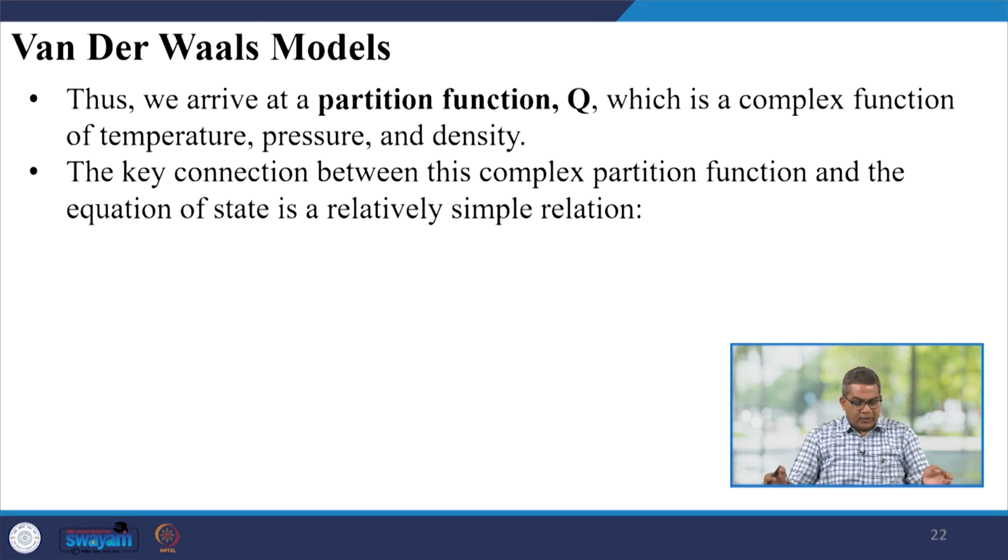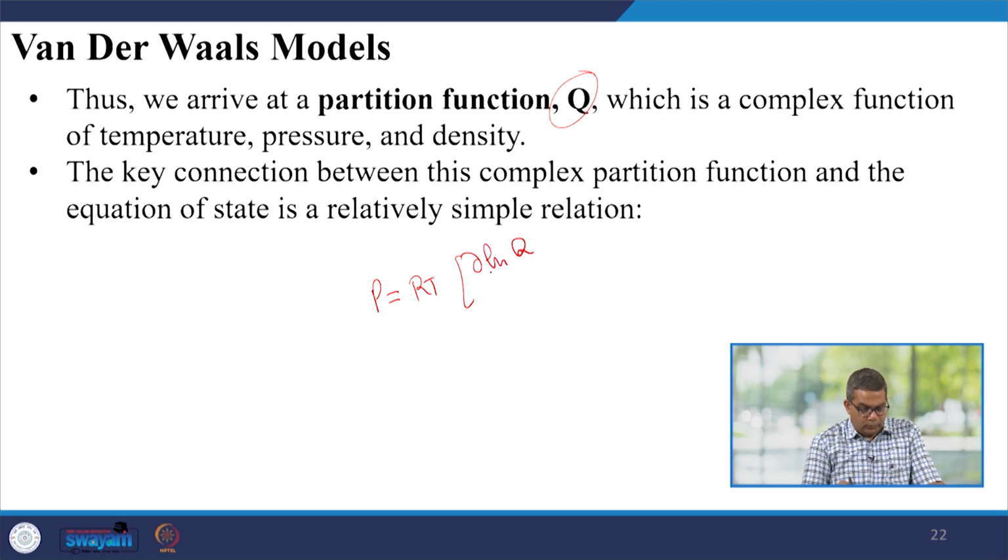Now, thus we arrive at the partition function Q, which is a complex function of temperature, pressure and density. The key connection between the complex partition function and the equation of state is a relatively simple relation, and this is a very common relation, which is P = RT ∂ln Q/∂V at constant temperature.